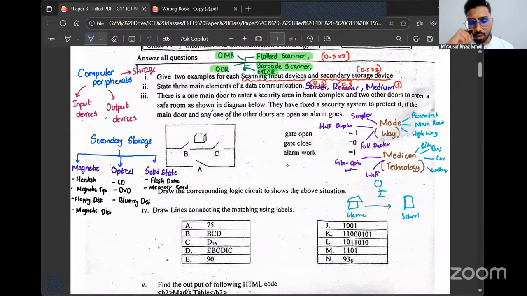There is one main door to enter the security area in a bank complex, and two other doors to enter the safe room as shown in the given diagram. Okay, so one door is there to enter into the bank, and two others to enter the safe room. So for example, this is the main door, and these two are the safe room doors.